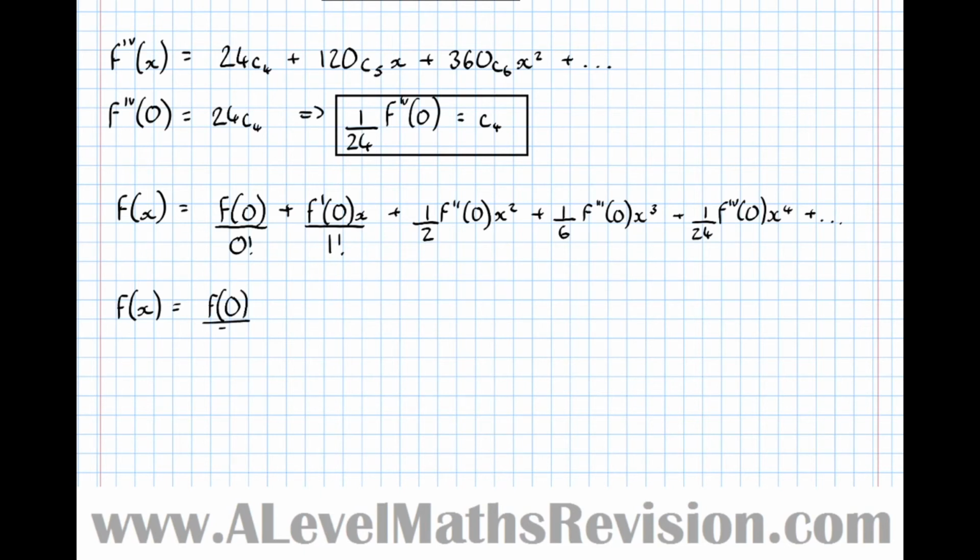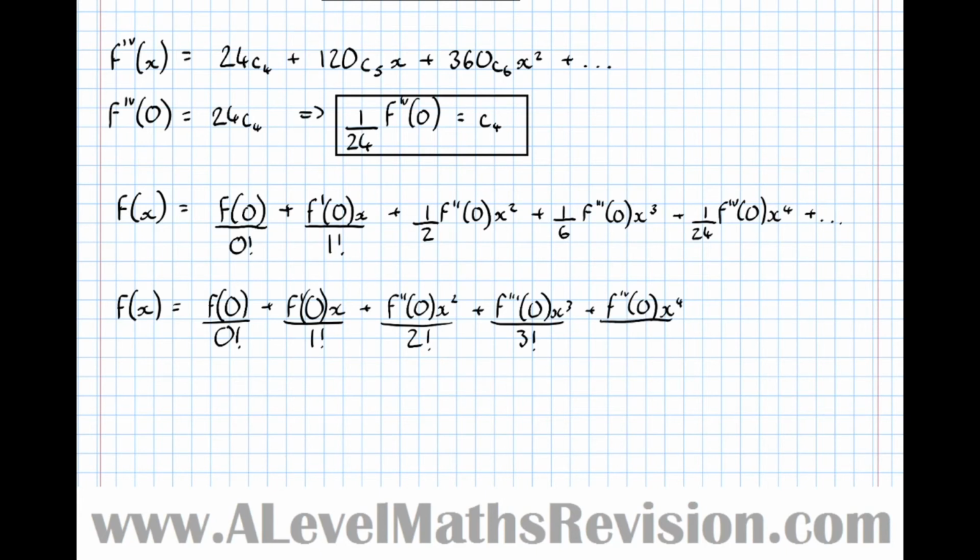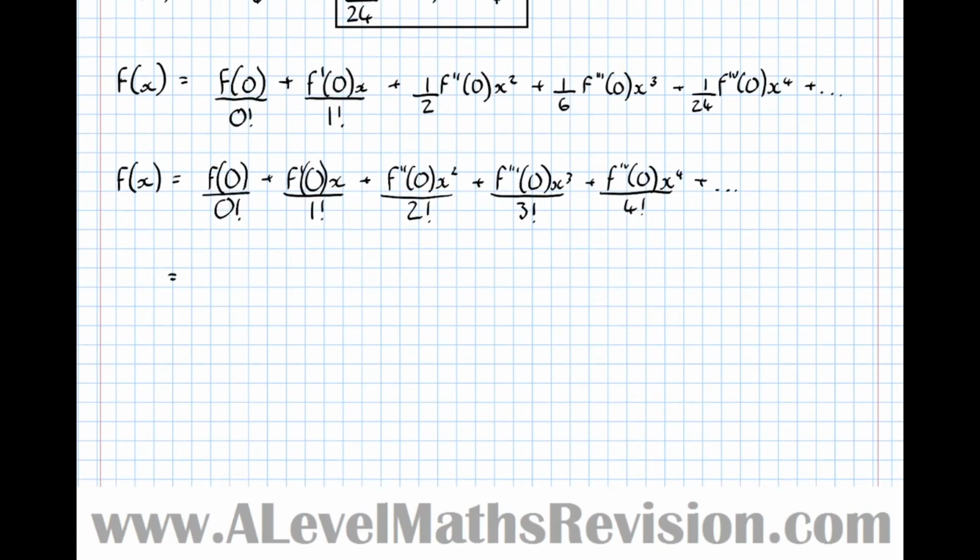f of 0 over 0 factorial plus f dash 0 x over 1 factorial plus f double dash 0 x squared over 2 factorial plus f triple dash 0 x cubed over 3 factorial plus the fourth differential with 0 subbed in x to the 4 over 4 factorial, and so on, which is equal to the sum between n equals 0 and infinity of f differentiated n times with 0 subbed in over n factorial.